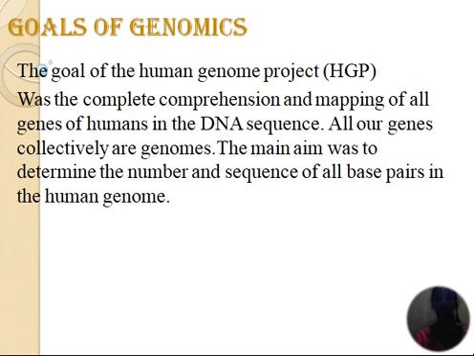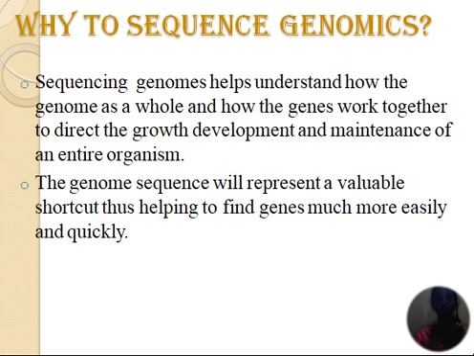Goals of genomics. The goal of the Human Genome Project was the complete comprehension and mapping of all genes of humans in the DNA sequence. All our genes collectively are genomics. The main aim was to determine the number and sequence of all base pairs in the human genome.